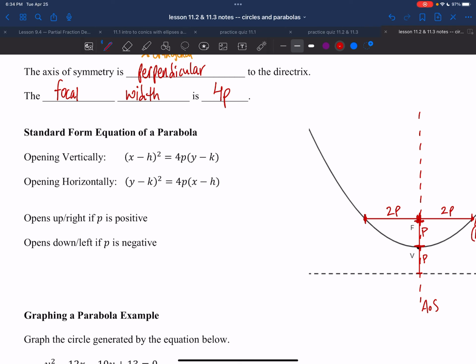Okay, so the standard form equation of a parabola. How do I know when it opens vertically versus horizontally? Vertically is x squared. Horizontally is y squared. I know it seems a little backwards because we know y equals x squared is your parent function, your typical parabola. If you say x equals y squared, well, whoa, what is that? That's not a function because it fails the vertical line test. So x squared vertically, y squared horizontally. Notice the focal width is 4p, and you're multiplying that times the other variable. It's just another way to write it.